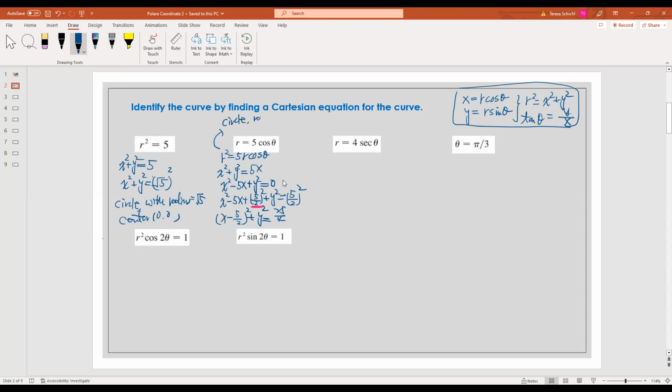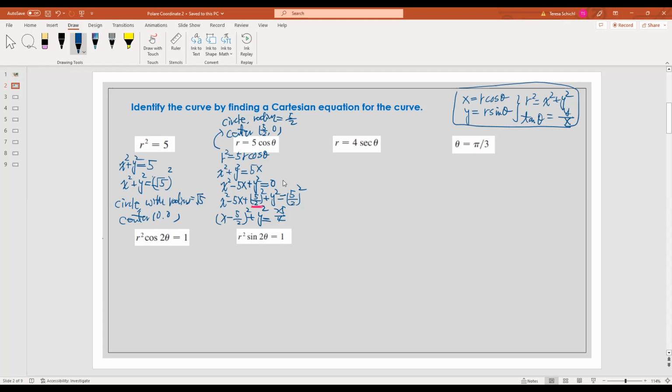What is the radius of this circle? The radius is 5 over 2. And where is the center? The center is at (5 over 2, 0). So this is a circle with the center shifted to 5 over 2. All right, so now let's take a look at another one.